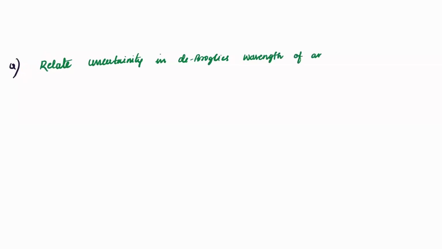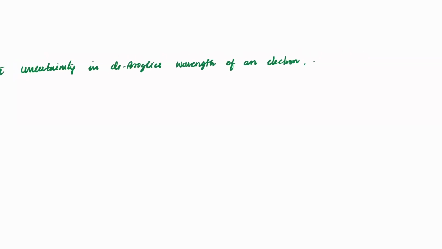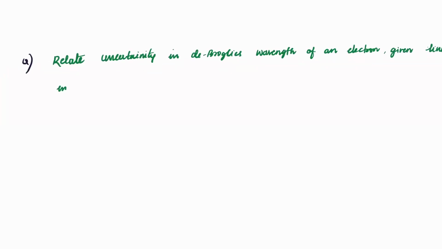Now, another important case is that you have to relate the uncertainty in the de Broglie wavelength of an electron, given the linear momentum in a particular orbit. So how do we do this now?